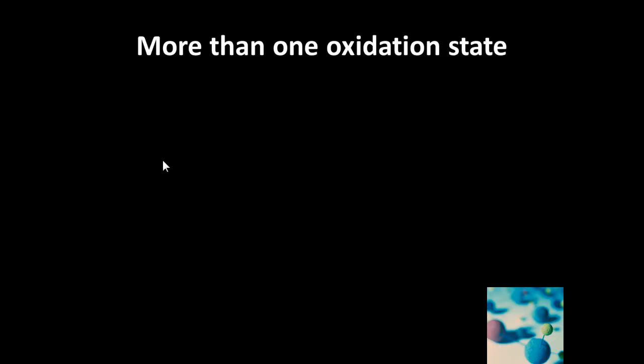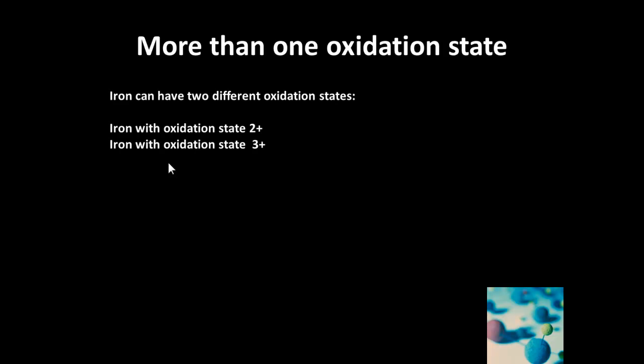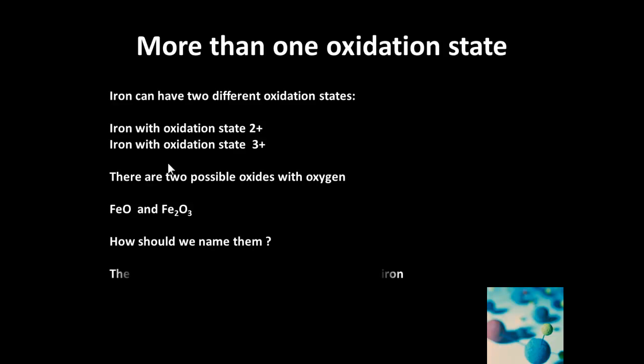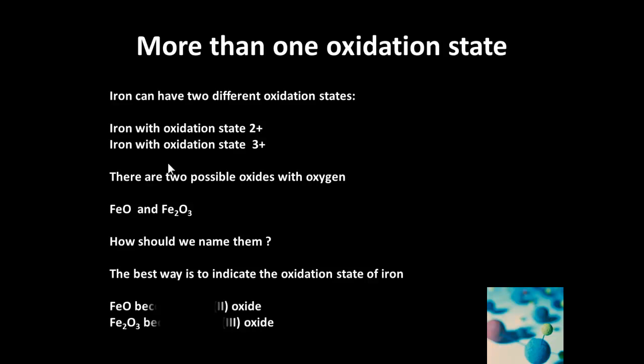What happens if we have more than one oxidation state? We'd actually give a clue here early on. Iron, for example, can have 2 oxidation states. It can have an oxidation state of 2+, or it may have an oxidation state of 3+. So you get those 2 possible oxides there, FeO or Fe2O3, and if we wanted to name them, we indicate the oxidation state of iron. So FeO becomes iron(II) oxide, and Fe2O3 becomes iron(III) oxide, and we put the 2 and the 3 in parentheses there.